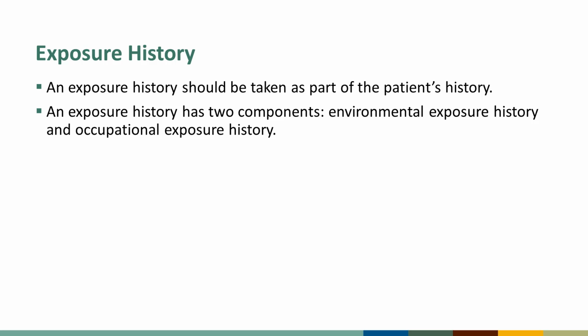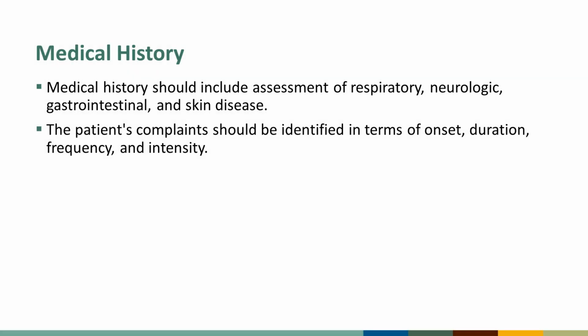An exposure history should include an environmental exposure history and an occupational exposure history. If a temporal association between symptoms and exposure to certain products is suspected, an attempt should be made to identify the specific chemical ingredients involved. The medical history should also include assessment of current and past diagnoses or symptoms of respiratory, neurologic, gastrointestinal, and skin disease. The patient's complaints should be identified in terms of onset, duration, frequency, and intensity.